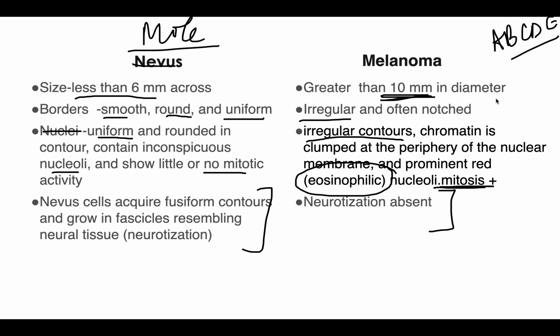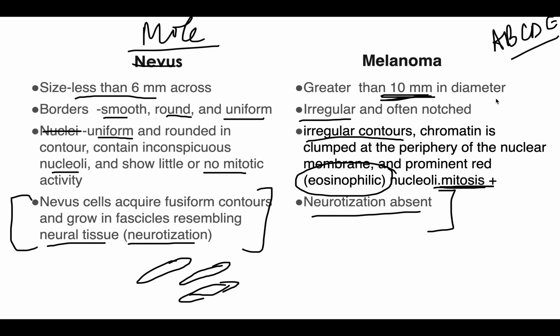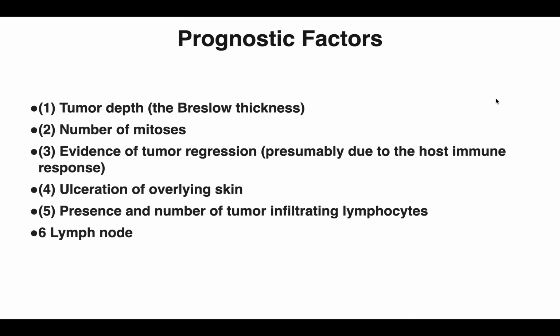One thing more is neurotization. Neurotization means sometimes the melanocytes take a spindle shape, growing like nerves, resembling nerve tissue. So a benign nevus sometimes grows in fascicles, in bundles resembling neural tissue, that is known as neurotization. However, in melanoma, neurotization is absent. This is one more feature on histology.